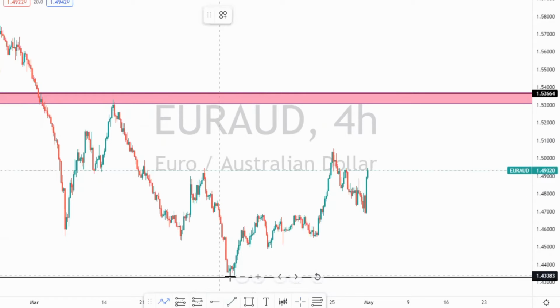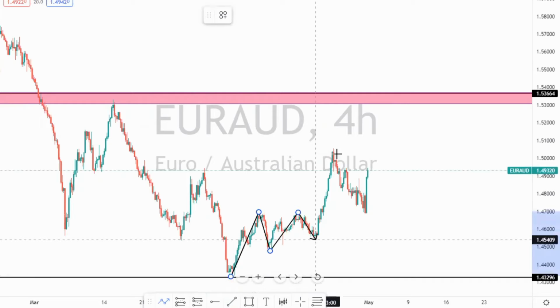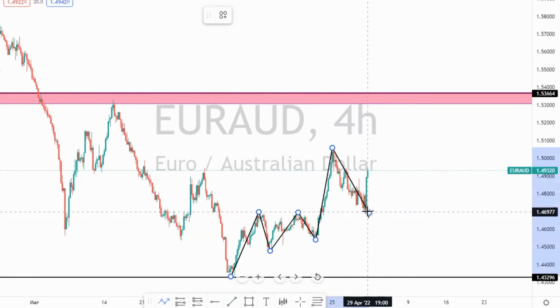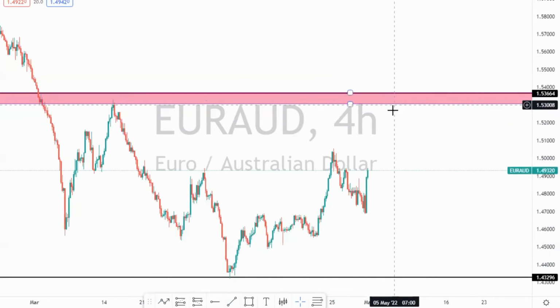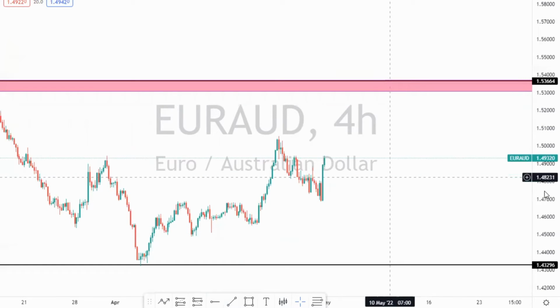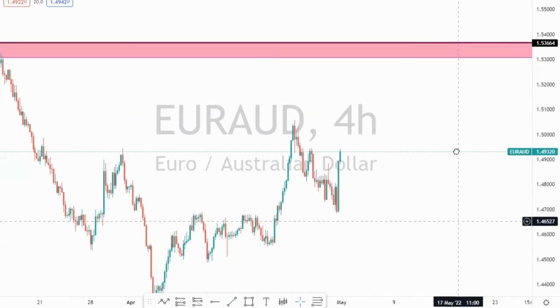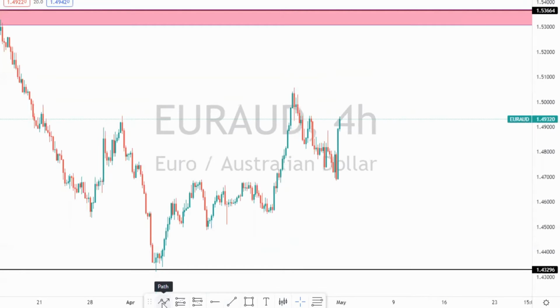So how do I know that? Because we had a low, a high, a low, high, low, high, low. One thing that I'm anticipating is that we are creating a new high, because the market will always break highs and break lows. If the market does not break highs and lows, then it means that we are in a consolidation phase. But currently we are not in a consolidation phase. We are in an uptrend.